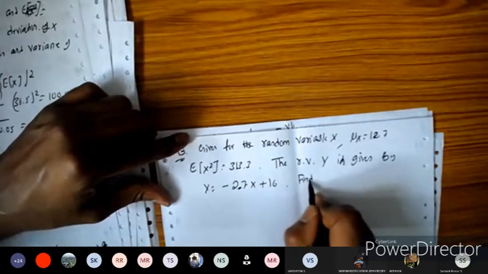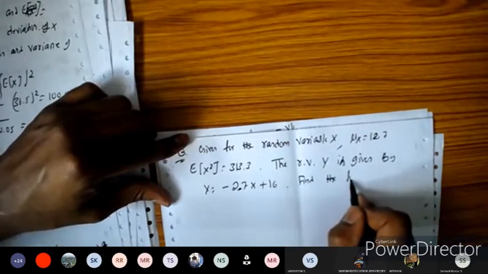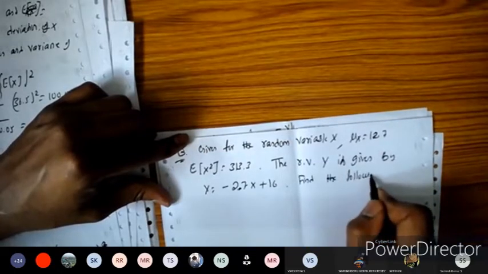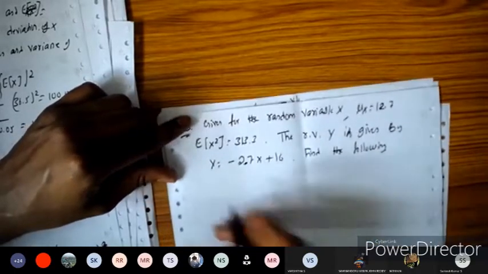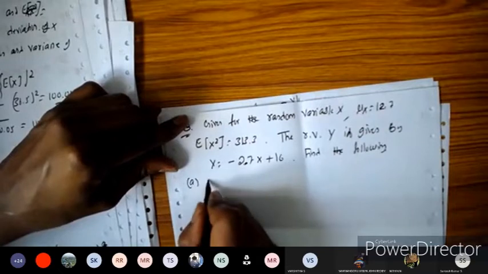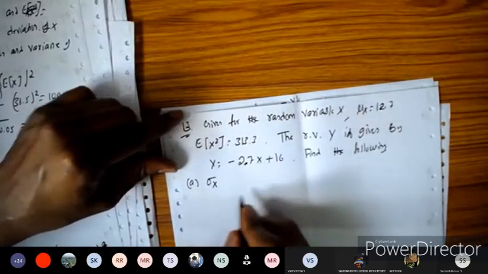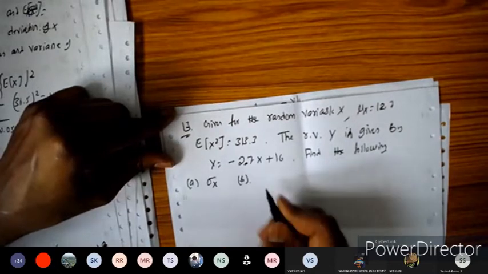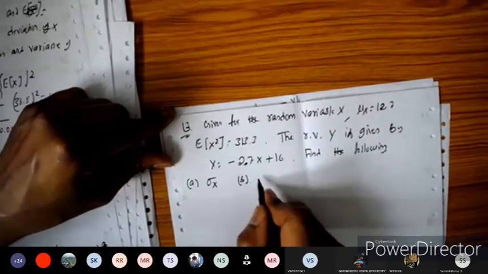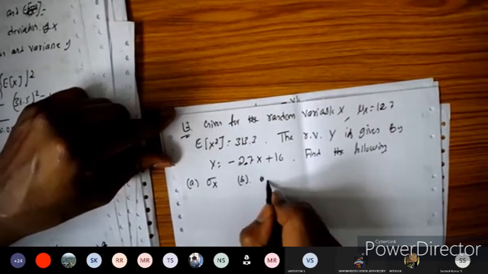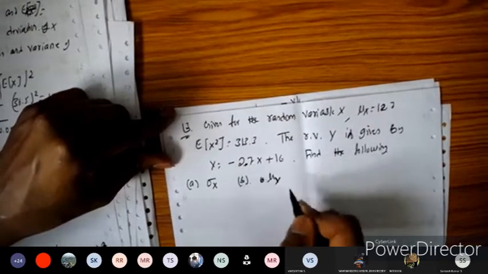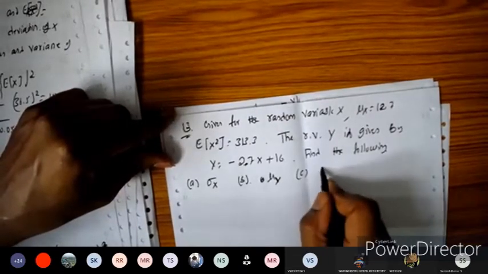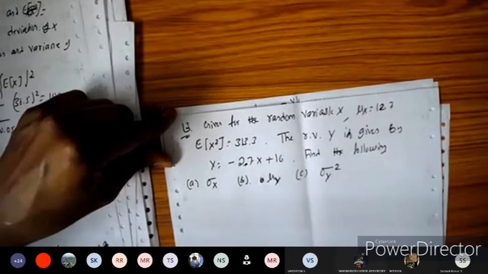Find the following. First one, sigma x, which is the standard deviation. Next one, mu y, the mean of random variable y. Next is sigma y square.